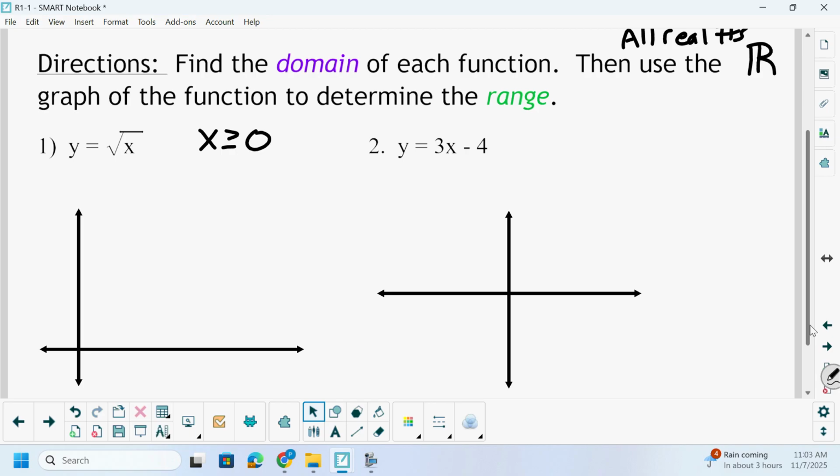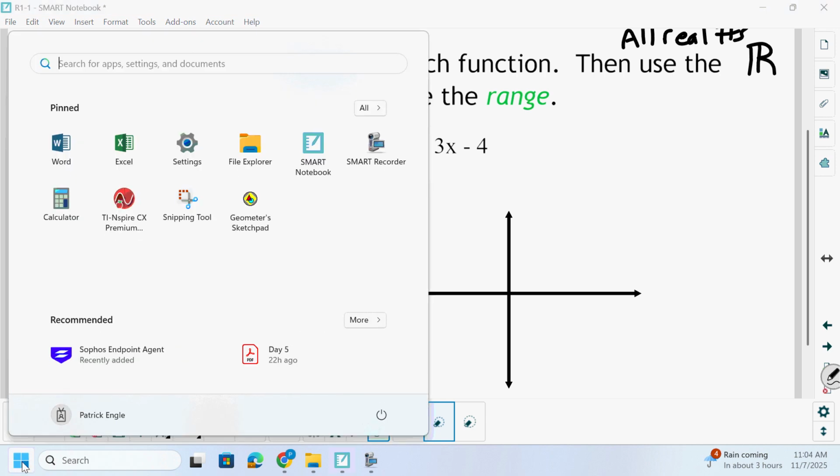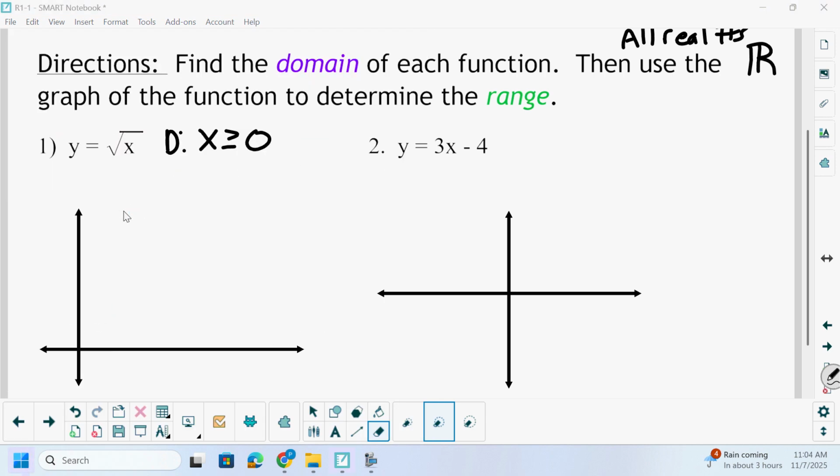Now in this case, x is already by itself, so that's just our domain. Hypothetically, if we had had like x minus 7 greater than or equal to 0, we would have added the 7 over to get x greater than or equal to 7 for our domain. But because x is already by itself, in this case, our domain is just already done. So what we're going to do now is we are going to graph this on a graphs page. So see if you can go ahead and do that.